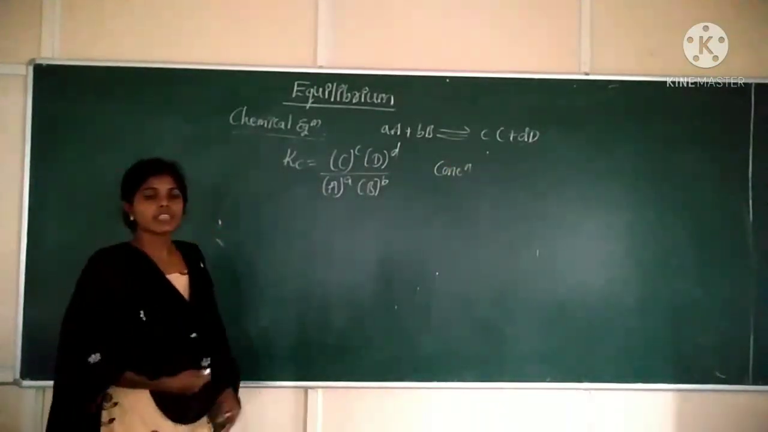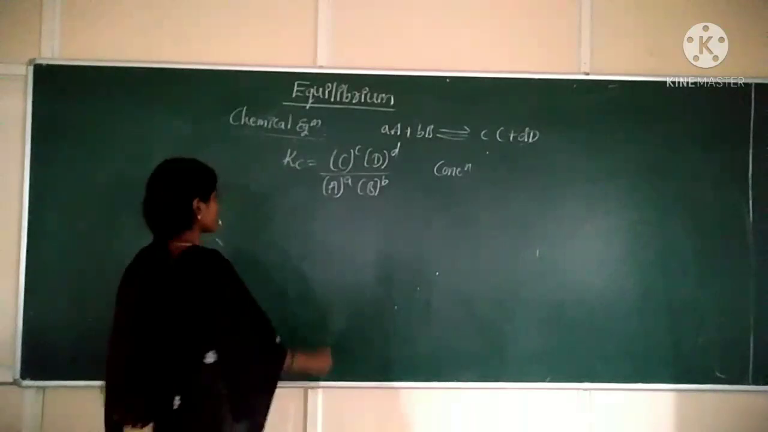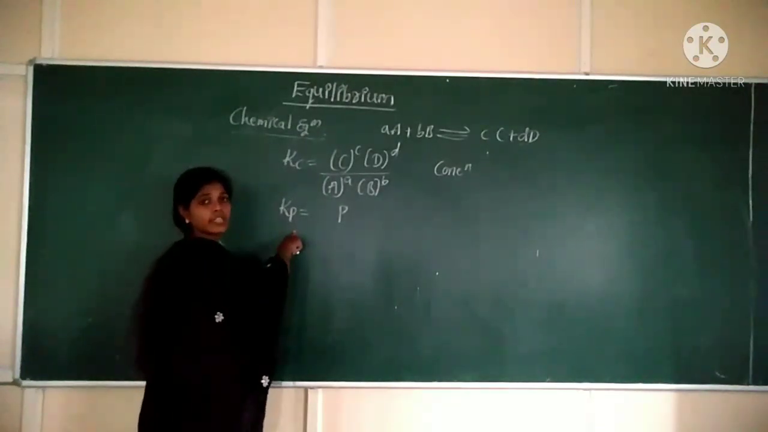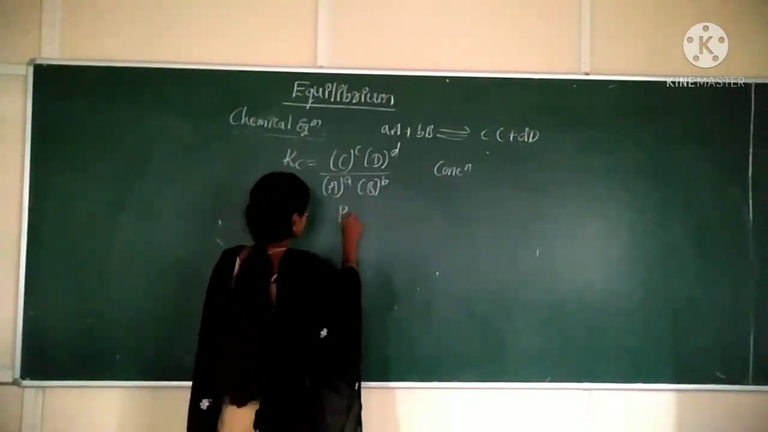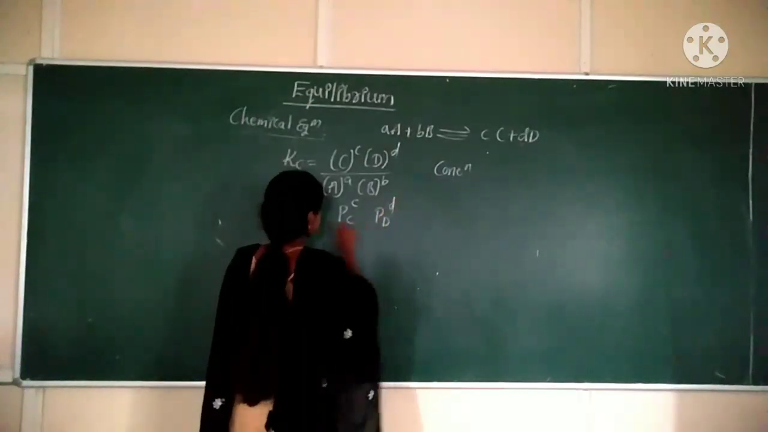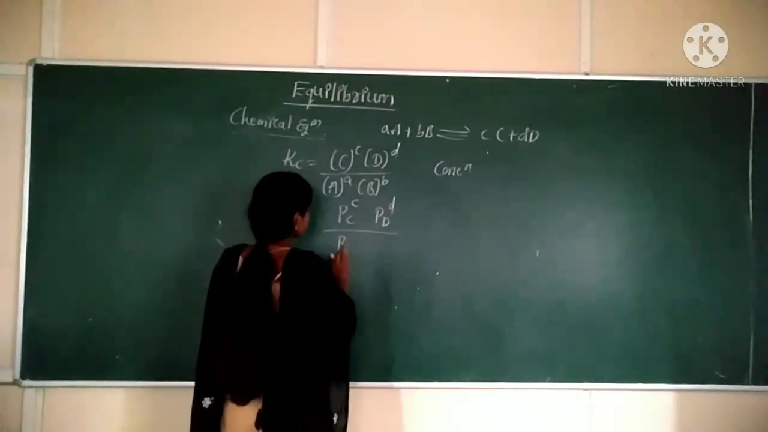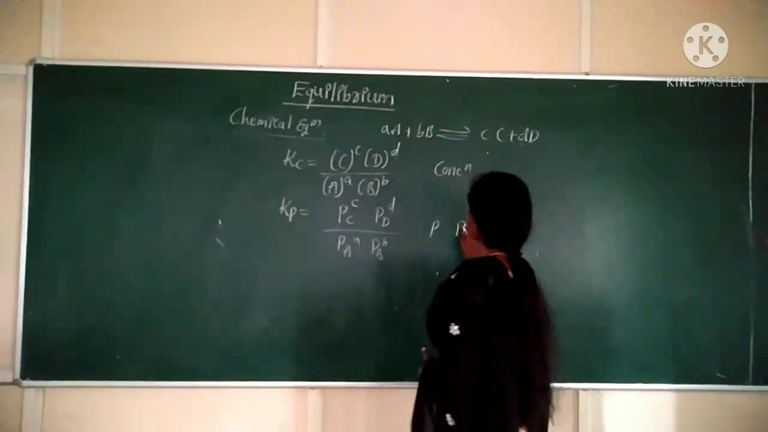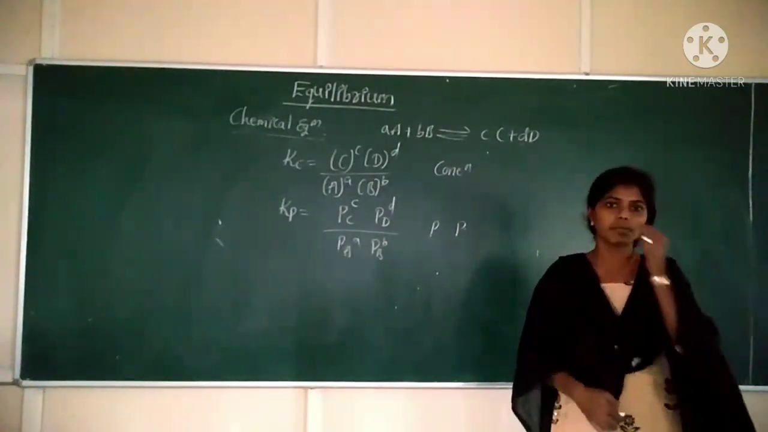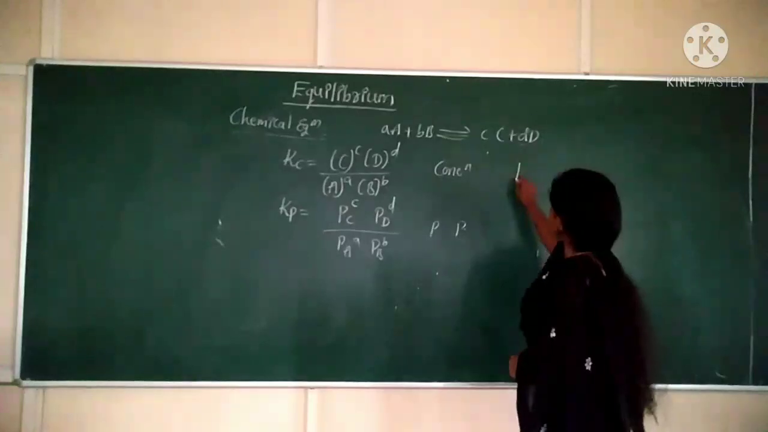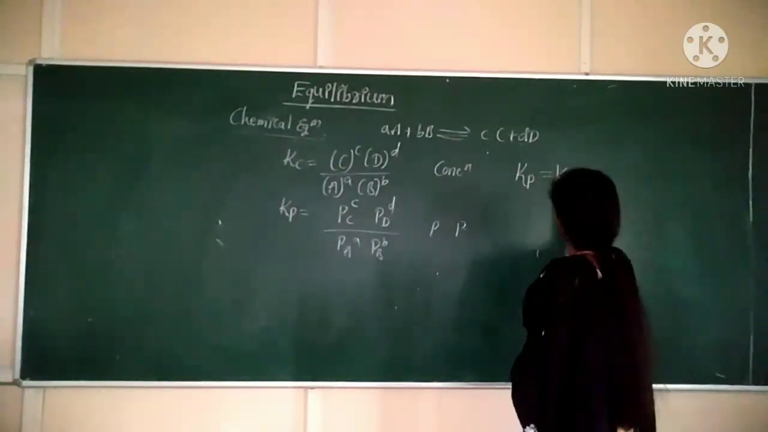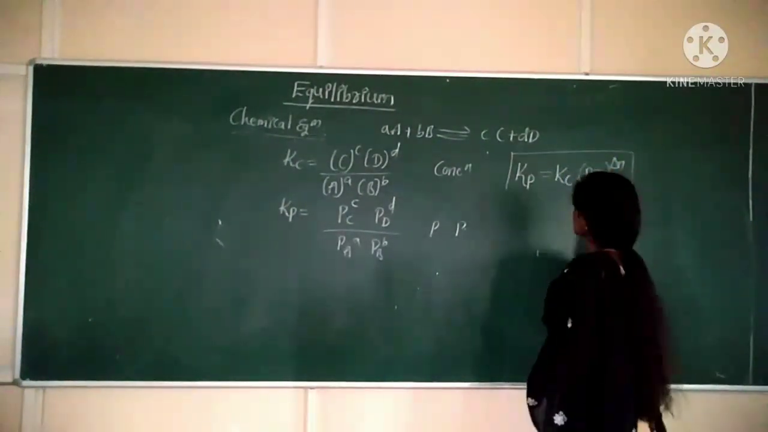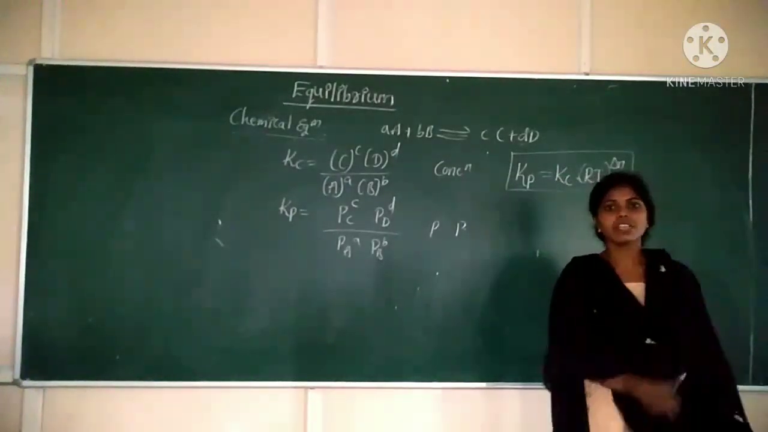When the chemical system contains gaseous molecules, at that time we can write Kp. What is Kp here? Kp is the equilibrium constant in terms of what? Partial pressure. Kp equals Pc to the power c, Pd to the power d divided by Pa to the power a, Pb to the power b. Correct? This is in terms of partial pressure. Now, we also derived a relation between Kc and Kp. What is that relation? Kp is equal to Kc into RT whole to the power delta n. Correct? This is the derivation which we derived in yesterday's class.